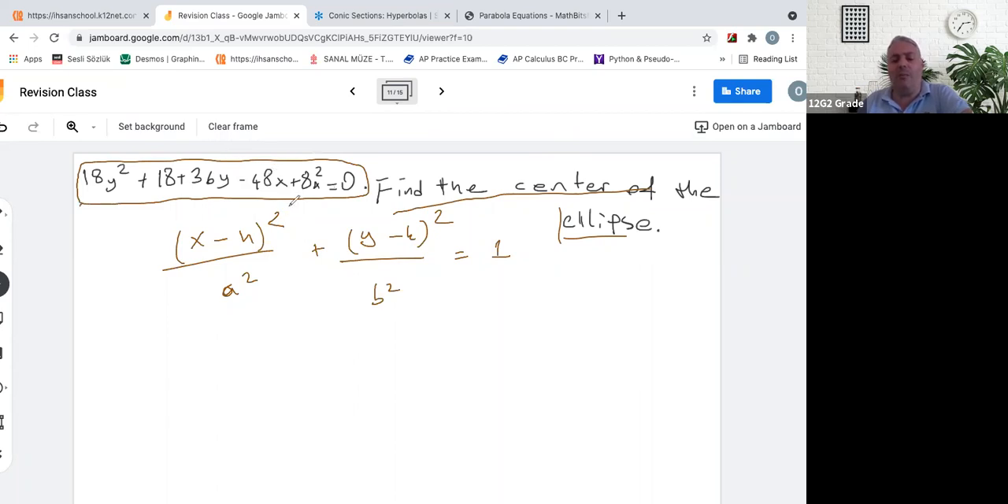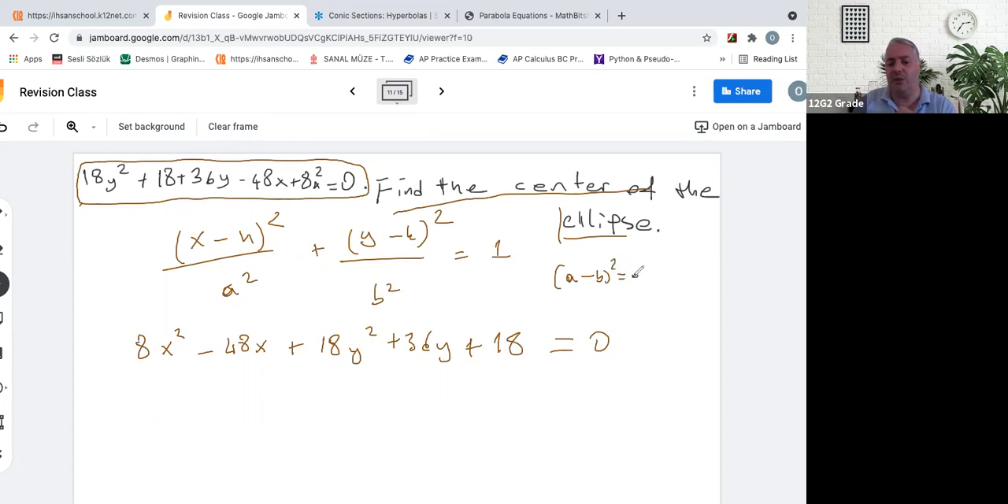First of all, combine the x terms together: 8x squared minus 48x. And then the y terms together: 18y squared plus 36y. And what is left? On the left, 18 is equal to 0. Now, after this step, how can I get (x minus h) squared? You know the rule: (a minus b) squared is equal to a squared minus 2ab plus b squared.